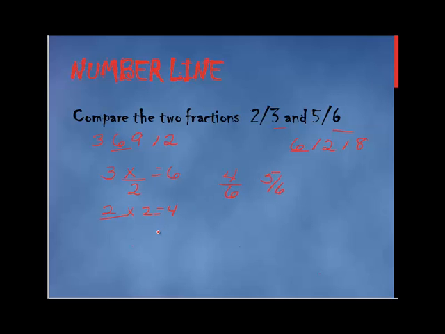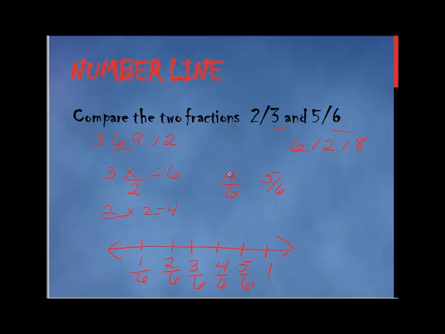Now that we can do that, we can put both of them on a number line. So let's draw our number line. And since it's in 6, we need to have 6 intervals. 1, 2, 3, 4, 5, 6. And we will label them 1/6, 2/6, 3/6, 4/6, 5/6, and 1 whole, or 6/6.